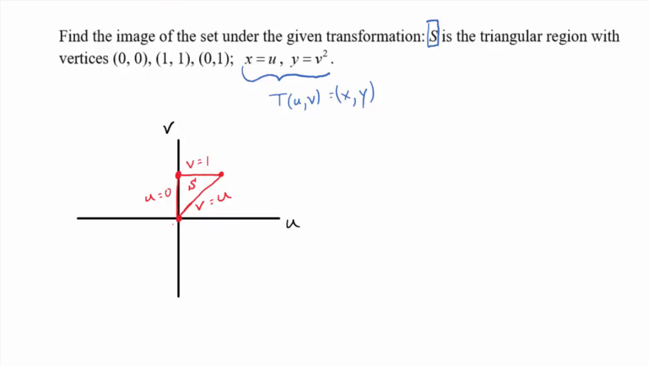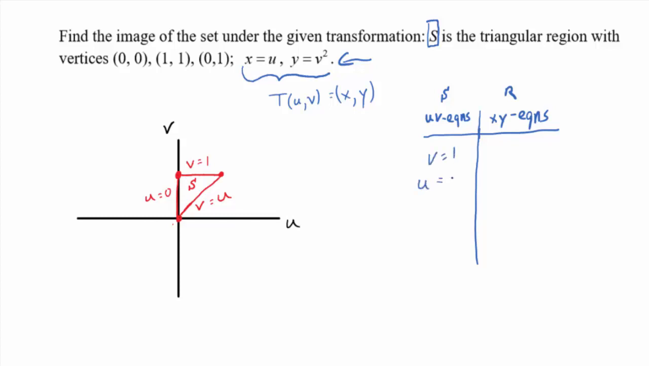Okay, so the idea then is we know the uv equations that define the boundary of S, and we would like to get the corresponding xy equations via this transformation that correspond to the boundary of R. So let's write down our equations. We know v equals 1, u equals 0, and v equals u. Let's do the one with only u in it. If x equals u and u equals 0, then x equals 0. So this u equals 0 maps directly to the analogous line segment in the xy plane.